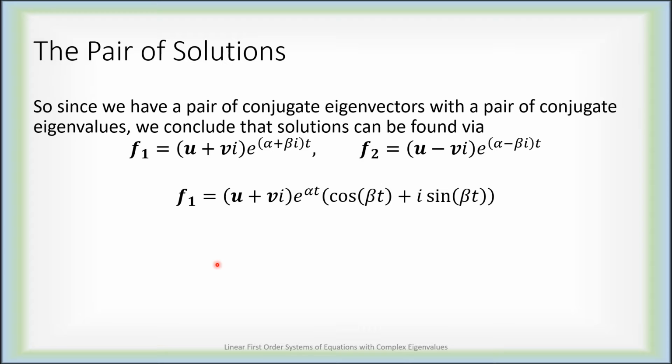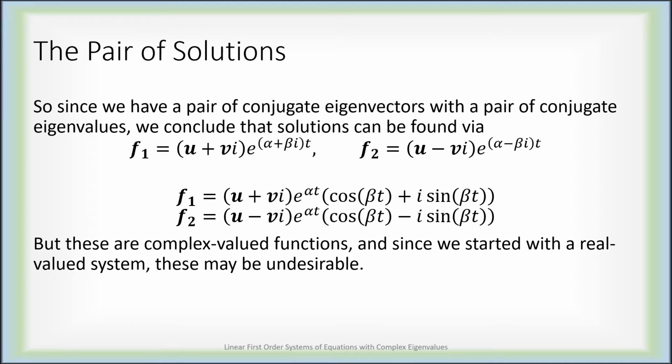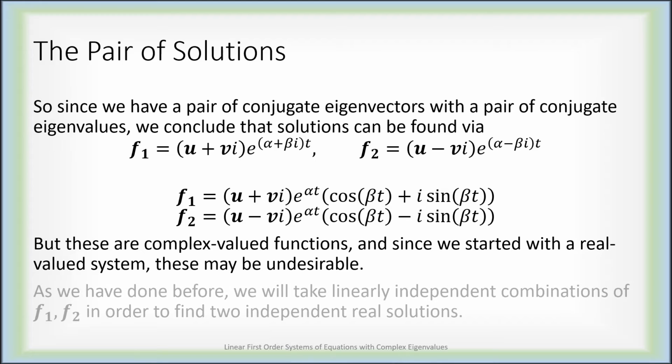Applying Euler's formula, notice that in e to the (alpha plus beta i)t, I can factor e to the alpha t out, leaving behind e to the beta i t, which by Euler's formula is the cosine of beta t plus i sine of beta t. f2, if I apply the same work, would give me (u minus vi) e to the alpha t (cosine beta t minus i sine beta t).